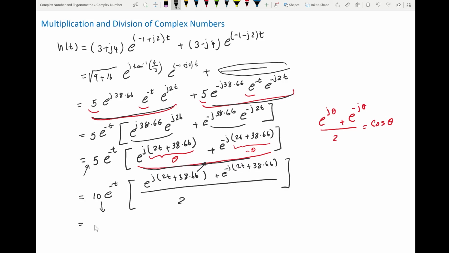This will come down. And this term now will be cosine(2t + 38.66°). And this is h(t). So this is a real function, has no j, no complex number in it. And if I plot it, it will look something like this.